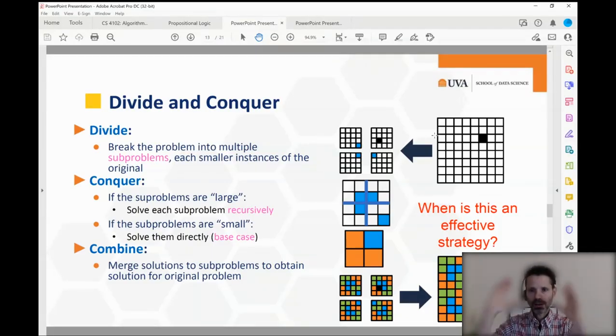So how did we employ divide and conquer here? We divided up the larger problem into subproblems and we kept splitting it up into smaller and smaller subproblems until we got to a small enough subproblem that was really easy to solve. That's our base case.